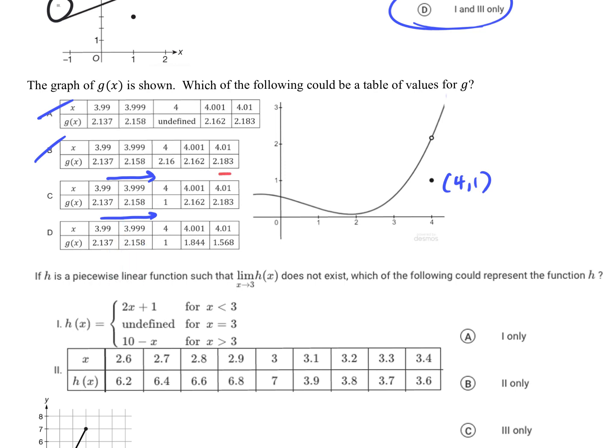As I come in from the right side, my Y values here are 2.183, 2.162, and these are in the ones. What do we think? As I'm coming in from the right side, what do you think those Y values would be? Above 2. I couldn't have said it better, Ev. What do we think our answer is? Beautiful.